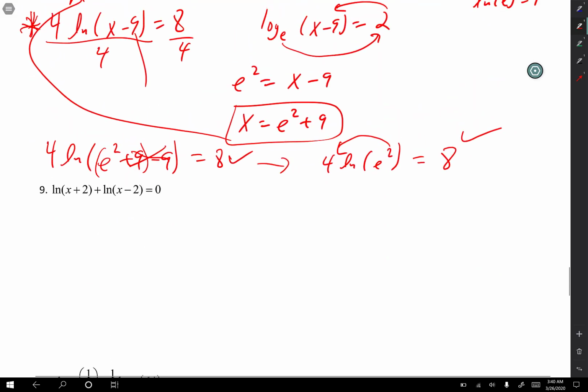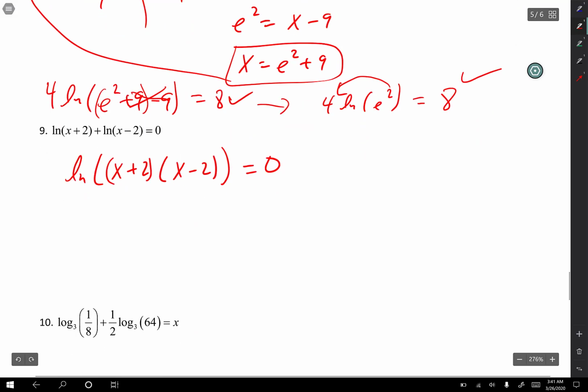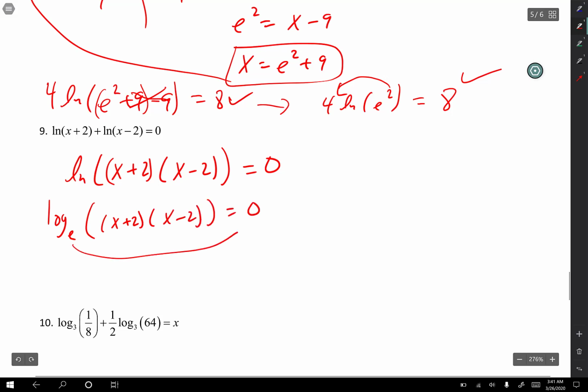All right, let's keep going. So we have ln(x + 2) + ln(x - 2) = 0. Looks kind of interesting. Let's see what's going to happen. Ln x plus 2. Oh, it's not going to be a fraction. It's going to be a product. So (x + 2) times (x - 2), and all that equals 0. Again, we're going to transform the ln to a log base e. If you know what's up, you can just go e, and you'll already get your answer. Log base e of (x + 2)(x - 2) equals 0. E to the 0 is equal to that expression on the inside.